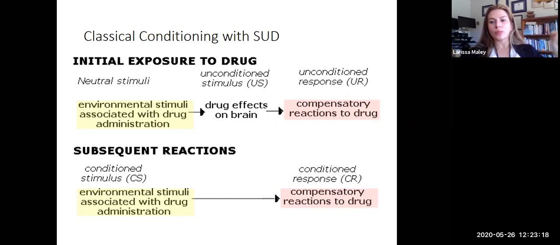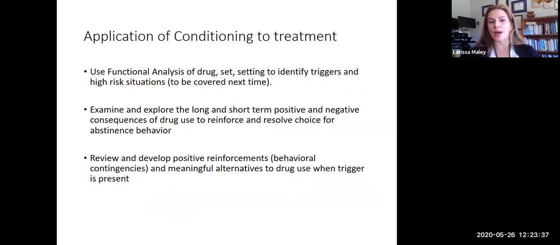So just seeing a ball of aluminum foil is going to trigger the same compensatory reaction that seeing the heroin on the table is going to trigger. And so we really need to help people understand that connection and think through that connection, not just so that they can avoid the triggers that are avoidable, but also so that they can manage their response, knowing that it's predictable, knowing that it's going to happen.